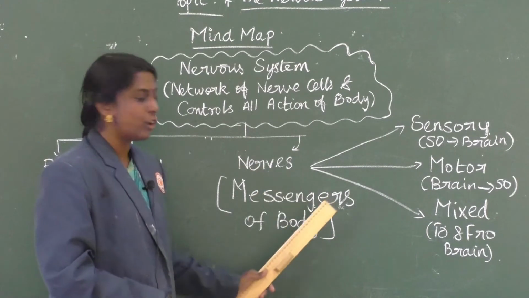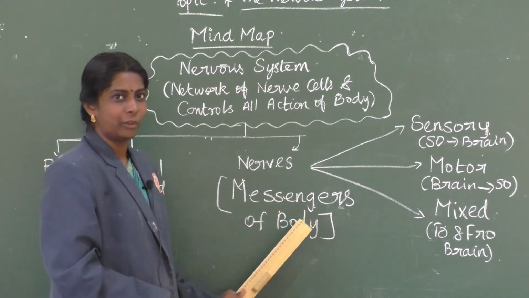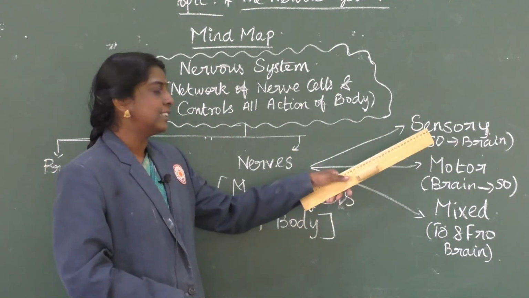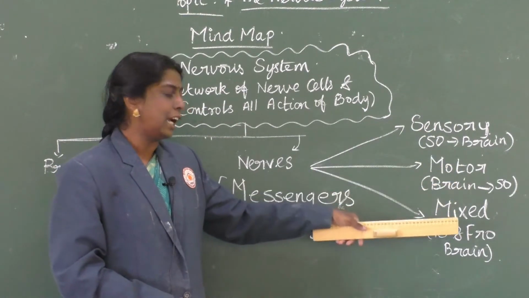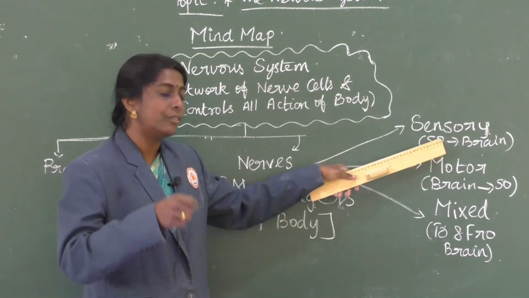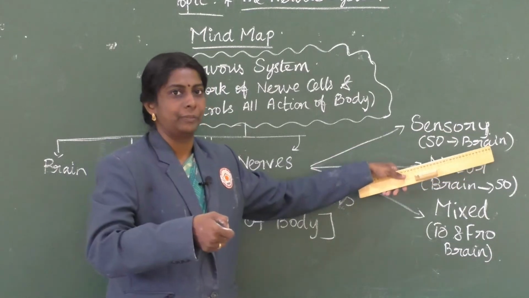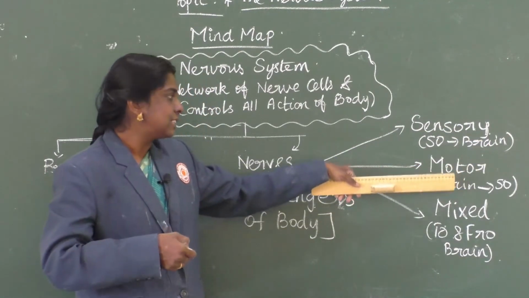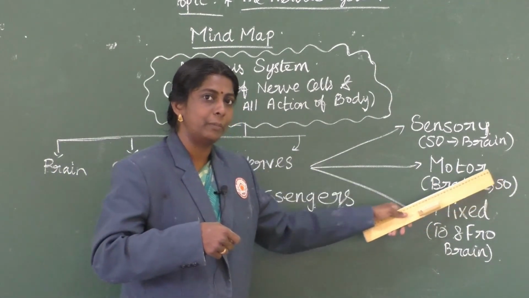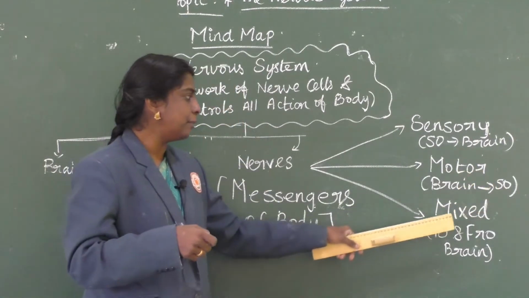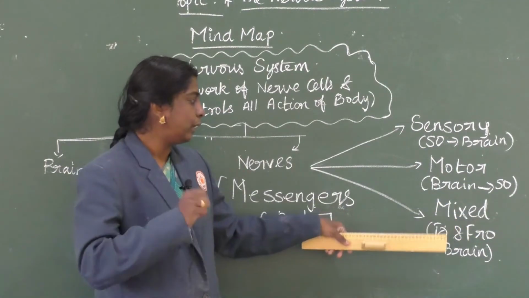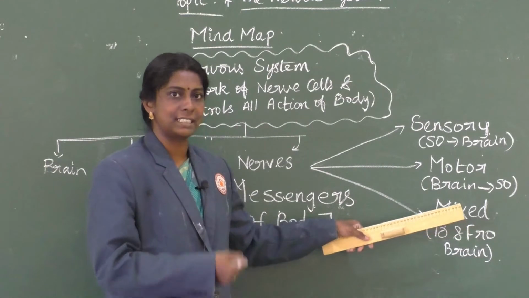Nerves are the messengers of the body. Then the nerves are again classified into three types: sensory nerves, motor nerves and mixed nerves. Sensory nerves transfer the signal from the sense organ to the brain, and motor nerves transfer the signal from the brain to the sense organ. About the third type, mixed nerves, here the signal is transferred in both directions, to and fro between the brain and other parts of the body.